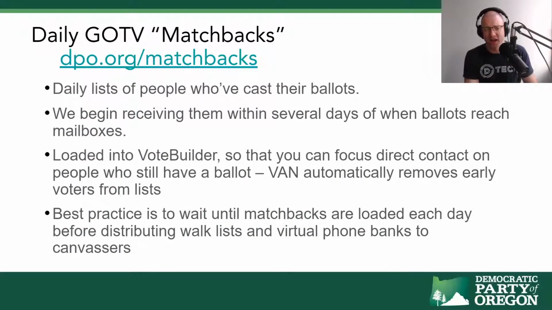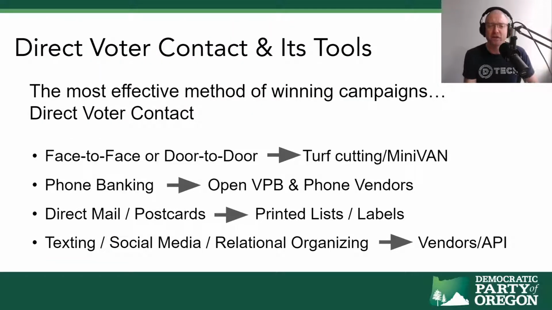Like I said, matchbacks are super important. It's who's cast their ballot or not already, and you can exclude the folks who have already voted from your lists. If you go to dpo.org/matchbacks 2 weeks before an election, you can see who's cast their ballot. I upload them every day about 10 a.m. once I get the file, and then you can make your lists after that.